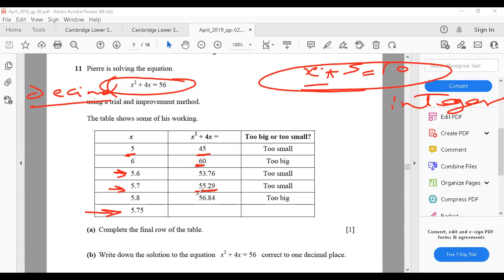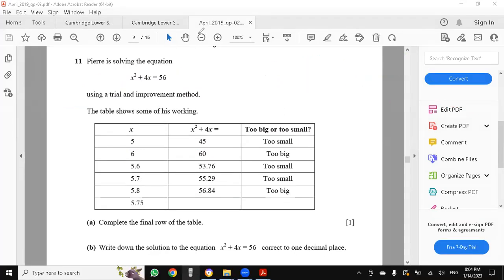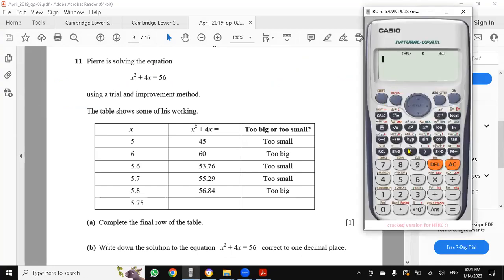We'll get the calculator. You will remove the x and put 5.75, so open bracket 5.75, close bracket, power 2, plus 4x, so it will be 4 multiply 5.75. This is equal, with the fraction converted into decimal, so the final answer will be 56.0625.